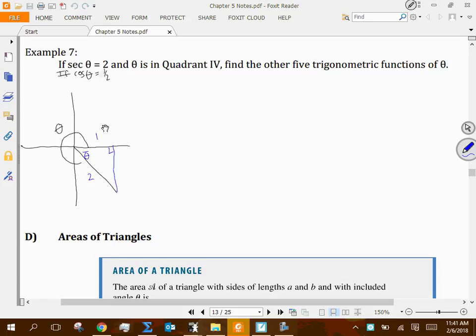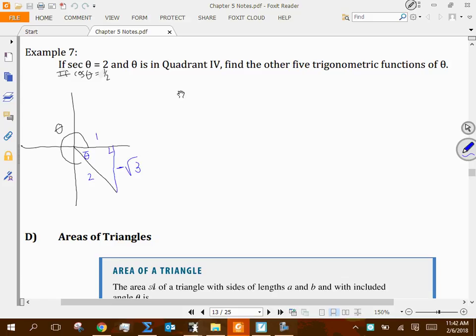Using the Pythagorean theorem, you know the adjacent side squared, but you don't know this distance here. I'm going to call that y. You do know your radius squared, which would be 4. So now y squared would be 3, so this distance here is root 3. But because it's in the fourth quadrant, that value should be negative, if you're going to view it without redrawing the first quadrant picture.